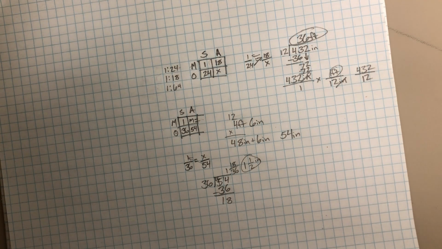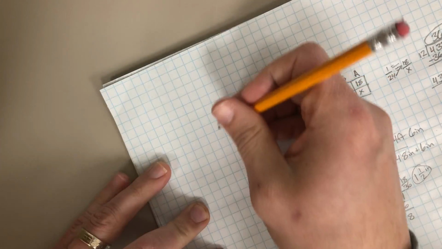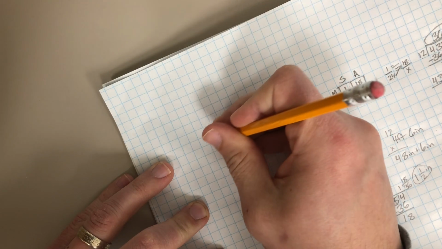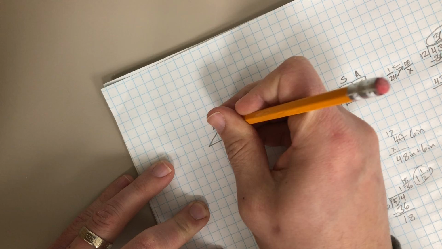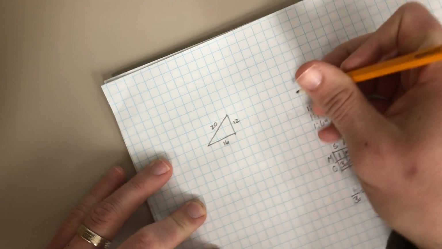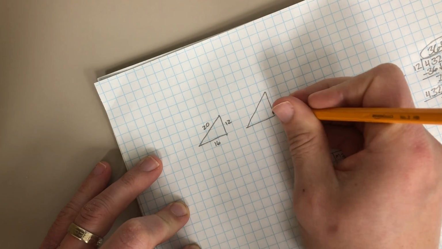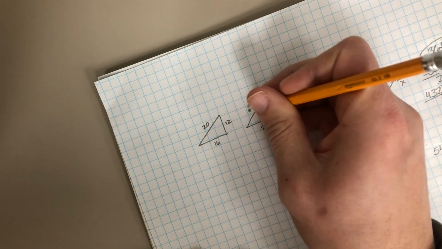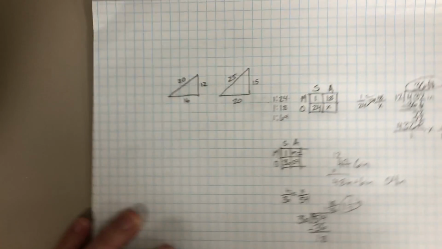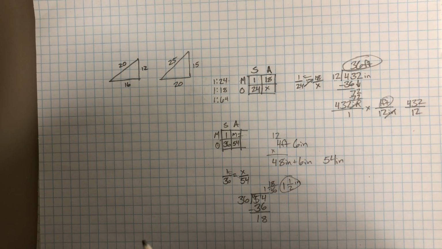Now, getting into scale factor, let's take a look at a couple of triangles. So the first one we have is a 12 by 20 by 16. And then the bigger one is 15 by 20 and 25. All right, now in order to determine the scale factor, it says these two triangles are similar.